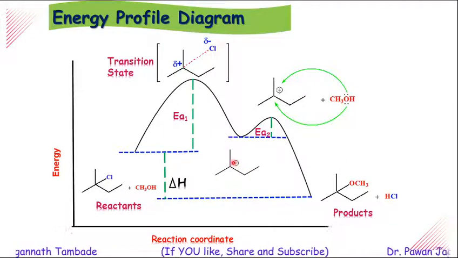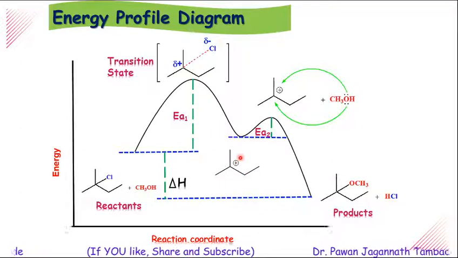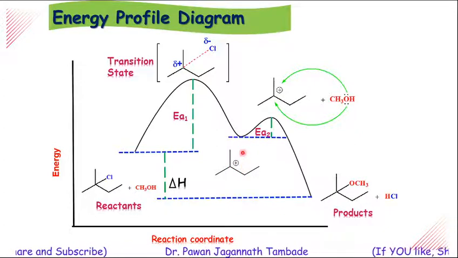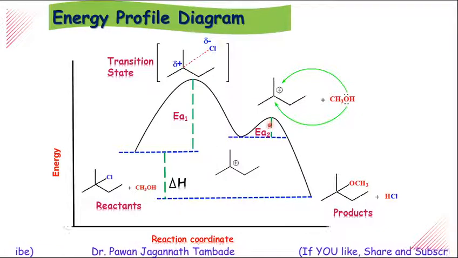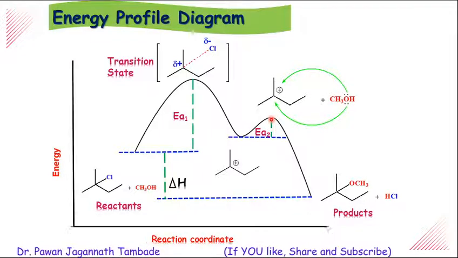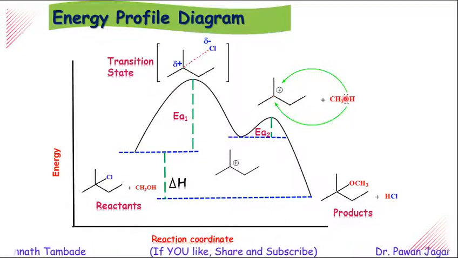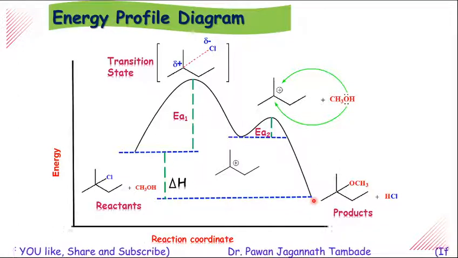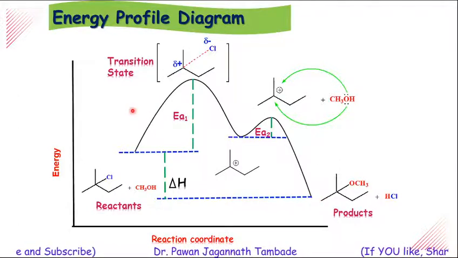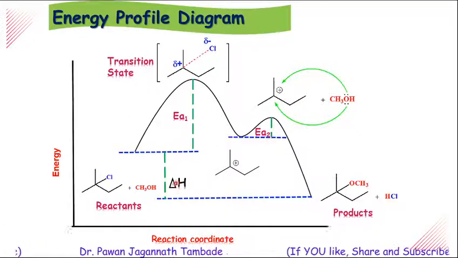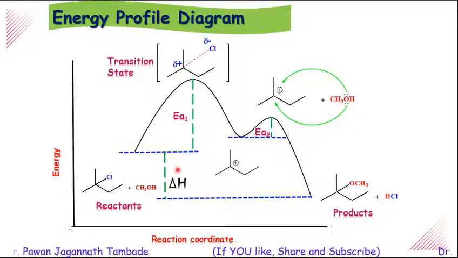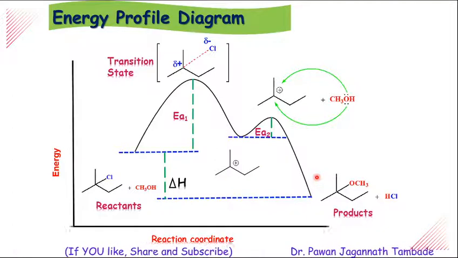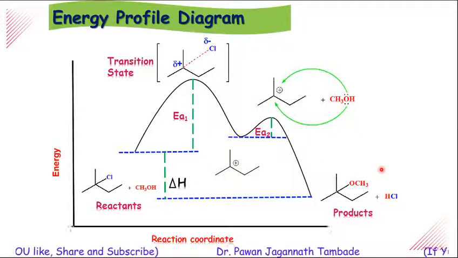This carbocation intermediate is highly unstable and it gets attacked by the nucleophile. So this carbocation gets attacked by a nucleophile, and because of that, there is an enhancement in energy, and that is energy of activation 2. And after that, there is a formation of a bond between this carbon and the nucleophilic oxygen, and we will get this type of product. So this is the energy profile diagram of an SN1 type of reaction, in which we can observe two energies of activation. And here you can see this is delta H, that is the energy change between reactant and products. It may be positive or it may be negative depending upon the type of substrate we have in nucleophilic substitution reactions.